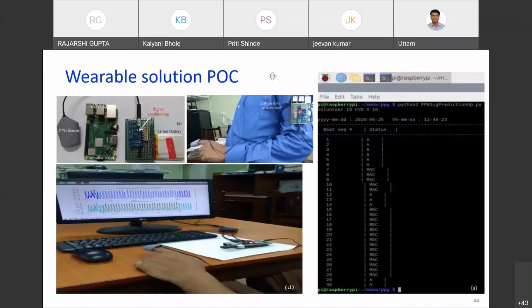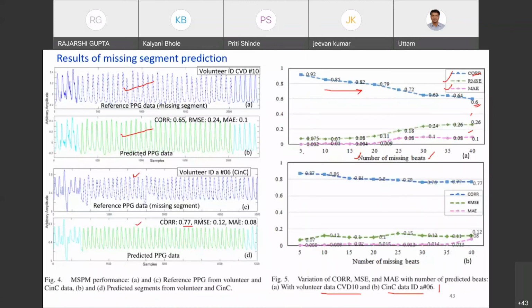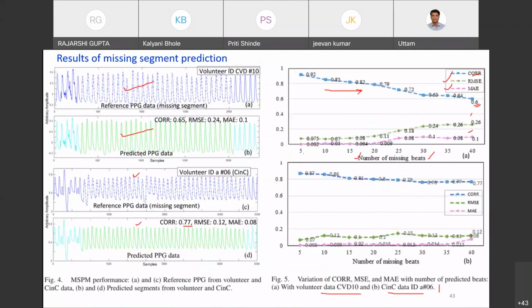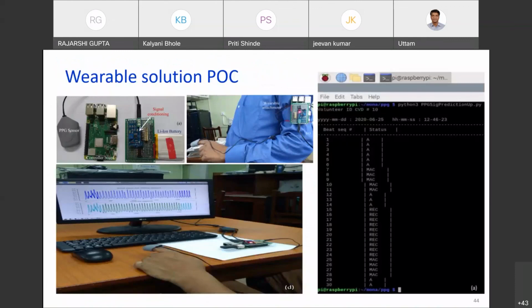Fine, let me proceed. So this is basically the second part, or part B, where I am showing some case studies, what we have done and possible ways of doing this type of thing. On the last one, the prediction of missing data based on history, we could develop a standalone system. This PPG sensor is available in the market and in some online stores, where you can procure it. This is the signal conditioning unit that is available with the PPG sensor. The only thing you have to do is feed the data from this signal conditioning unit into the Raspberry Pi board, where this is the board.